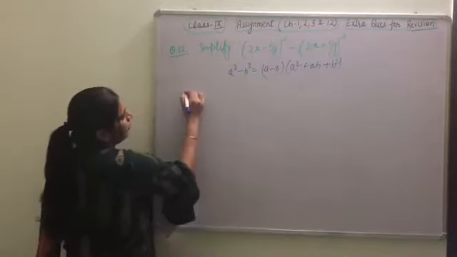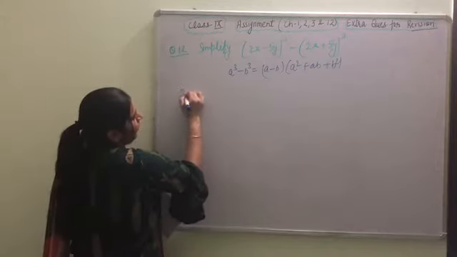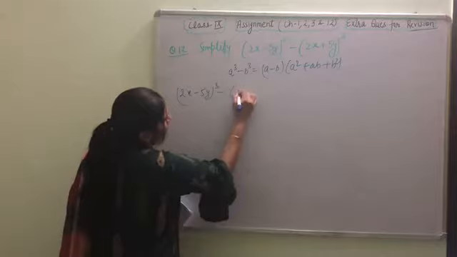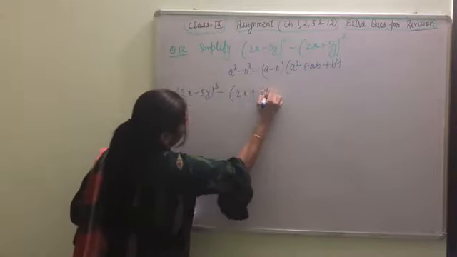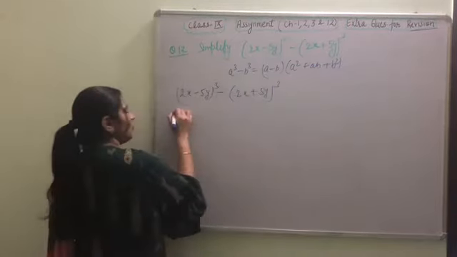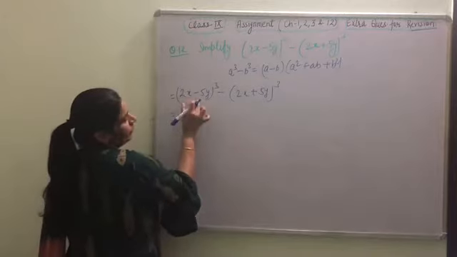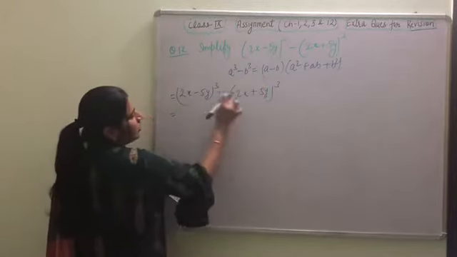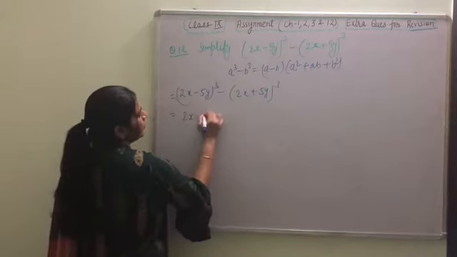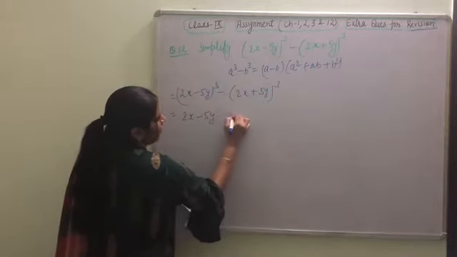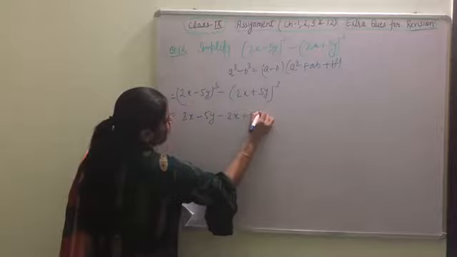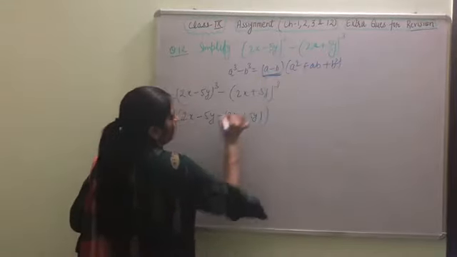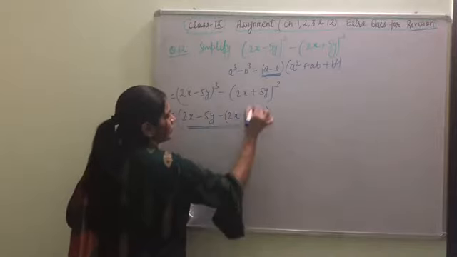Now we are solving. Again I am writing just the given statement, 2x cube minus 2x plus 5y whole cube. Now I am doing the simplification part. Let the first term be a, let the second term be b. Now a minus b, first term minus second term, 2x minus 5y minus 2x plus 5y. This is the first term a minus b.